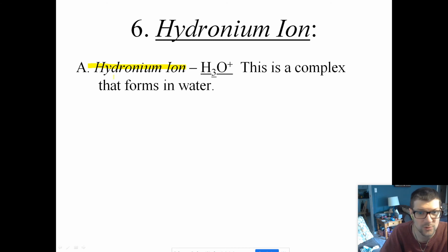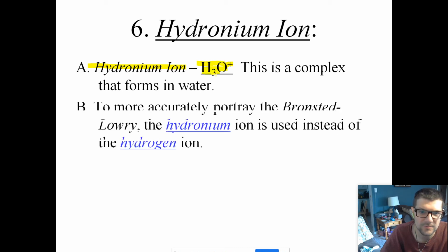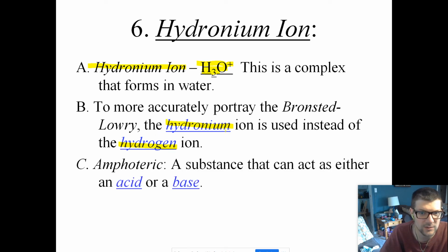Now, what actually happens in the water is that a hydronium ion is going to form. A hydronium ion is an ion, so it's something that's charged, and hydronium is H3O. So this can be used to more accurately portray the Bronsted-Lowry definition. Instead of simply the hydrogen ion, we talk about the actual hydronium ion, because that tends to be the thing that's forming in water. If something is donating an extra hydrogen, you're getting these hydronium ions forming.